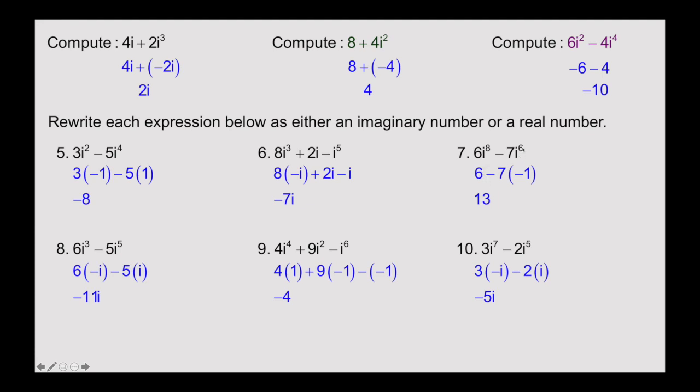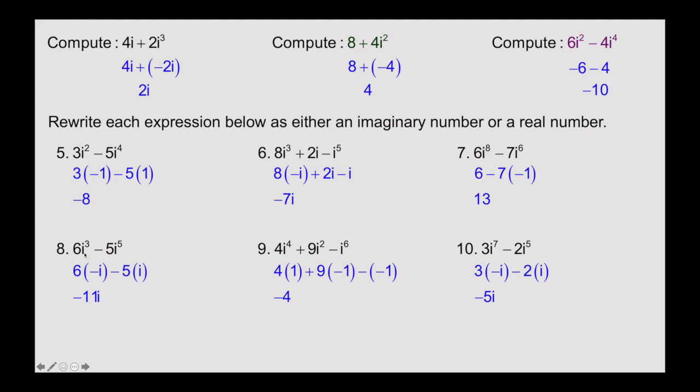Over here, i to the 6th is the same thing as i to the 4th times i squared. i to the 4th is going to cancel or become a 1. i squared makes that a negative 1. So now I've got negative 7 times negative 1, which turns that into a positive 7. And 6 and 7 add together to give me 13.